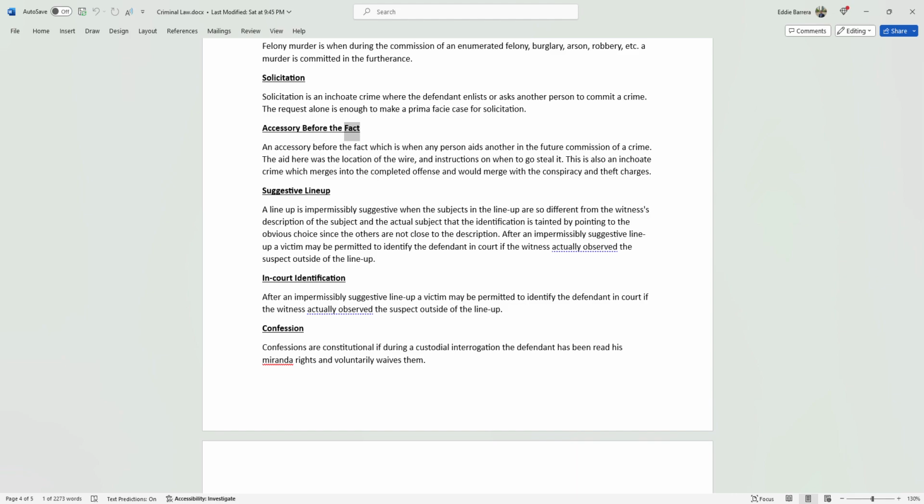Accessory before the fact. An accessory before the fact is any person who aids another in the future commission of a crime. The aid here was the location of the wire, and instructions on when to go steal it. This is also an inchoate crime which merges into the completed offense and would merge with the conspiracy and theft charges.